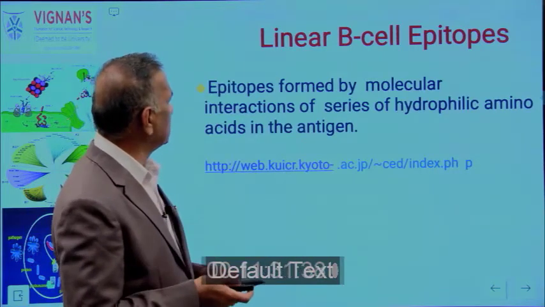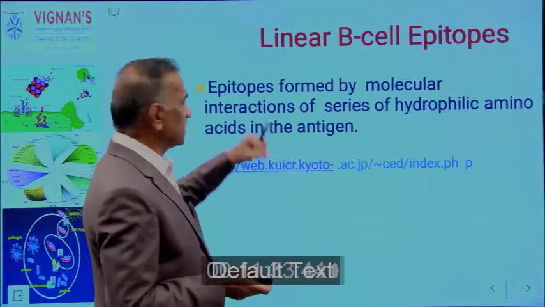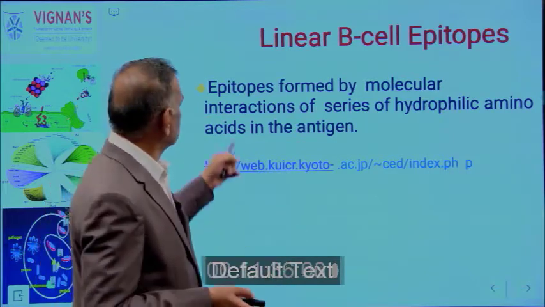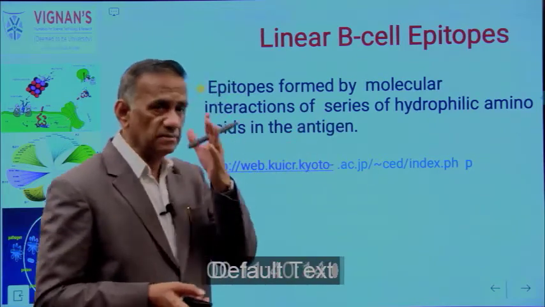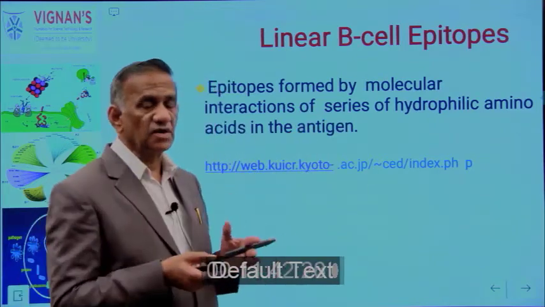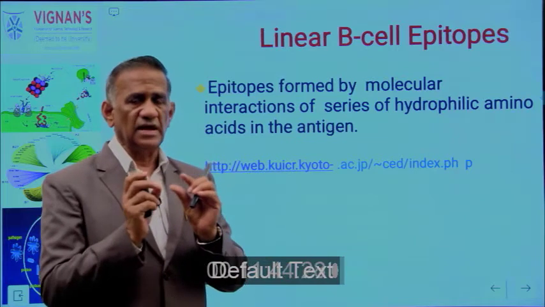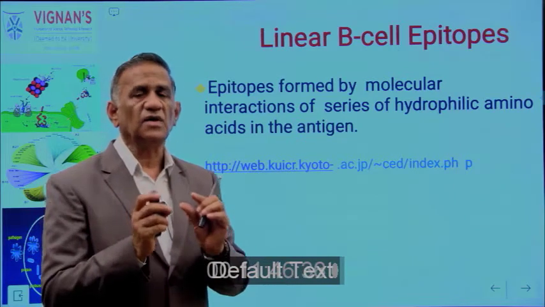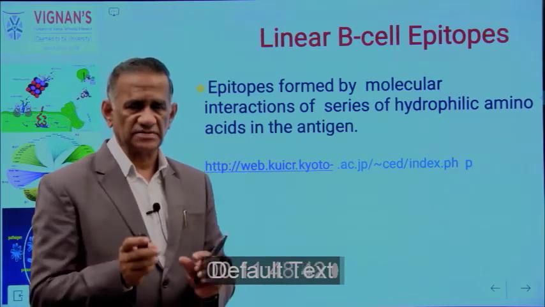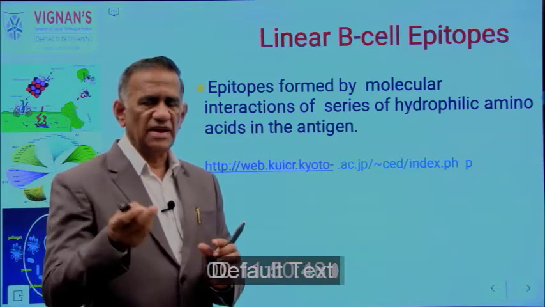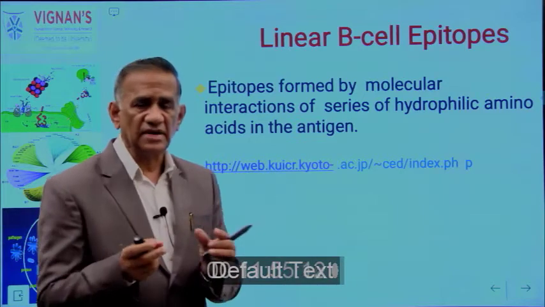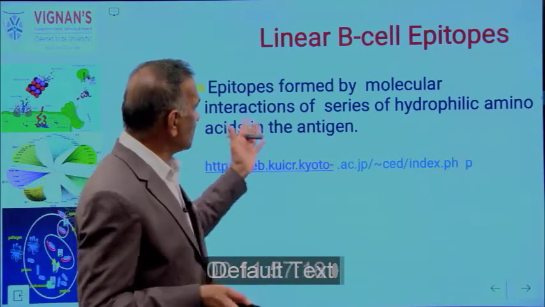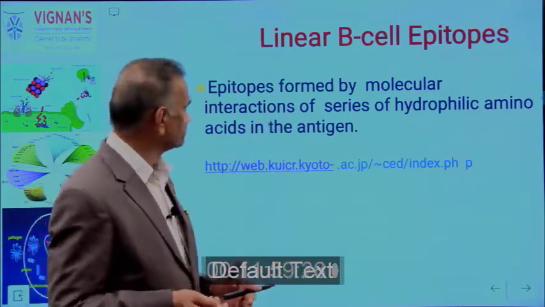So, now let us see the linear B cell epitopes. What is linearity here? Epitopes formed by molecular interactions of a series of hydrophilic amino acids. Hydrophilic, that is what you have to remember here. Amino acids like glutamic acid and aspartic acid have the minus charge, and lysine and arginine have the plus charge. Those are the hydrophilic amino acids in the antigen.